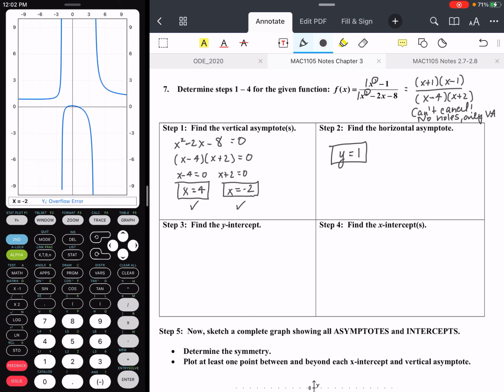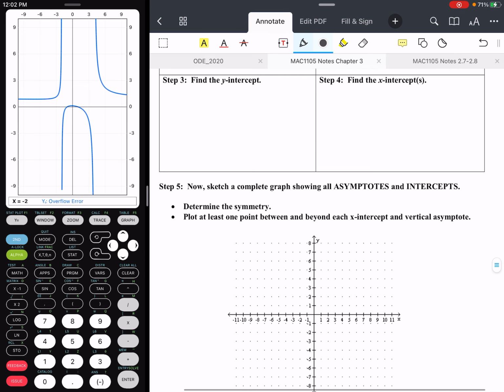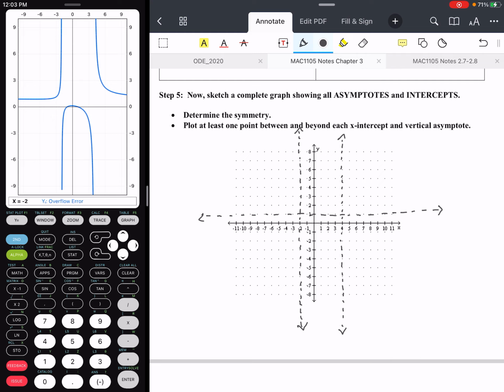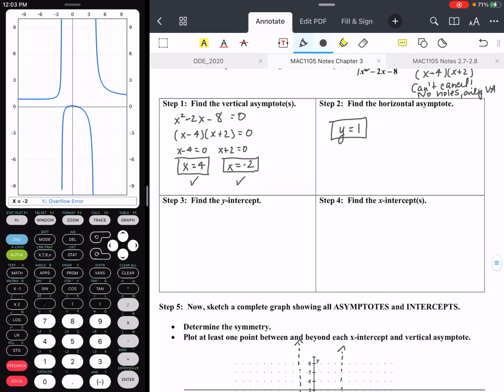So let me go ahead and sketch these on my graph as dashed lines. So x equals 4, vertical. So there's x equals 4, x equals negative 2, vertical asymptote, and then my horizontal asymptote y equals 1. There we go. So I've got my vertical and horizontal asymptotes sketched on my graph.